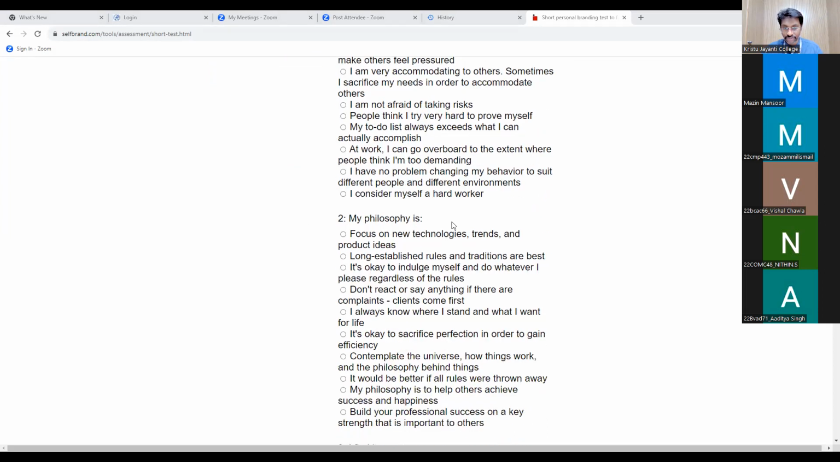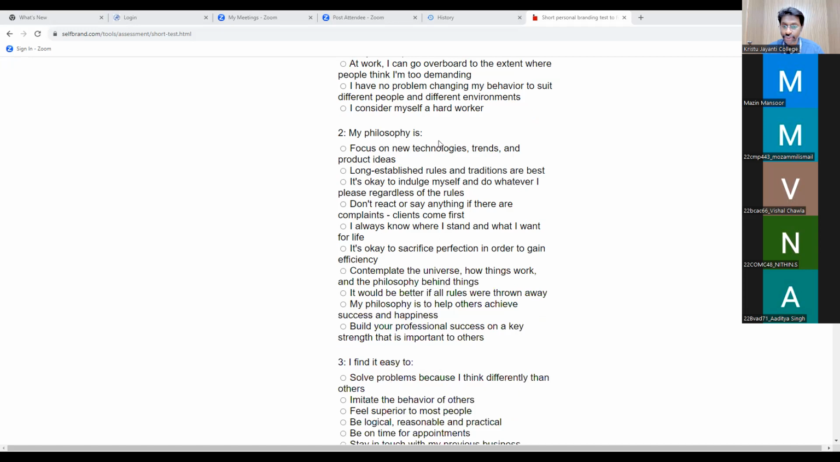Second one, my philosophy. My philosophy is: focus on new technology, trends, and product ideas, or long-term established rules and traditions are best. It's okay to indulge myself and do whatever I please, regardless of the rules. Don't react or say anything if there are complaints. Clients come first. Generally many people are of this sort. When you work in an organization, generally clients come first, so I will not complain about them.